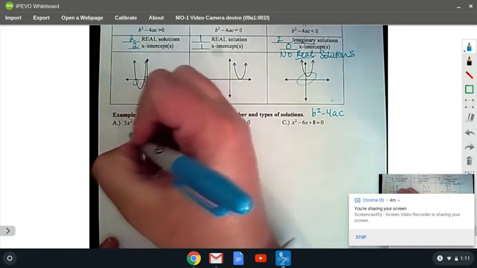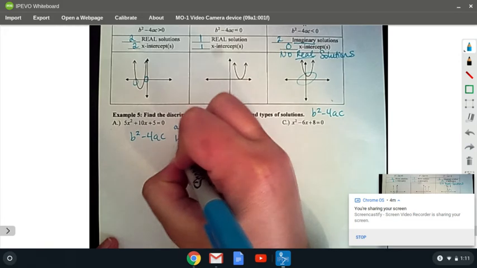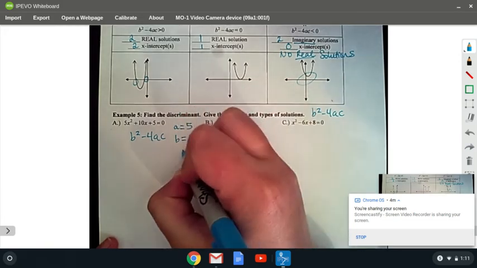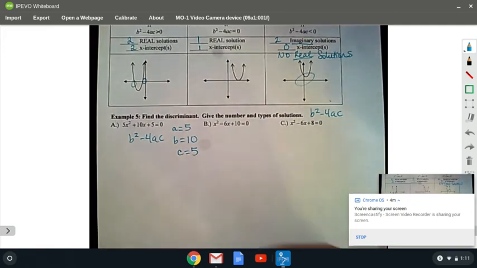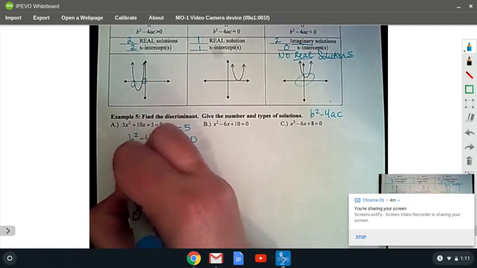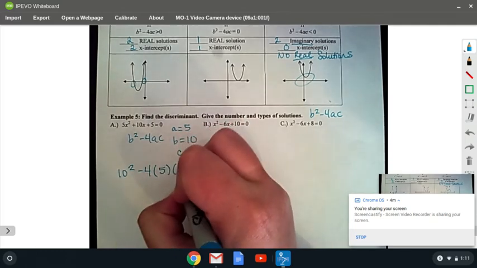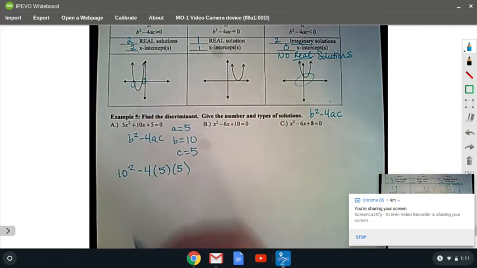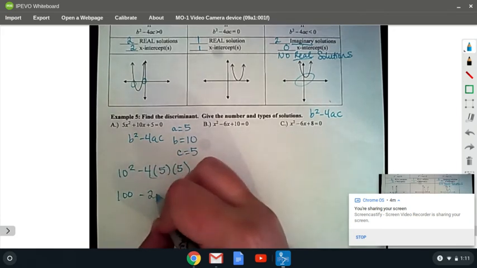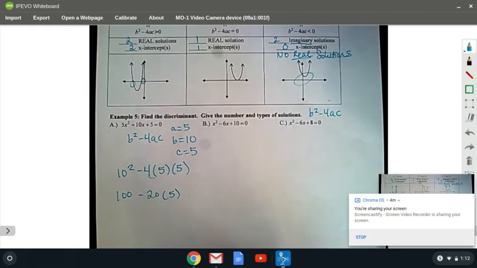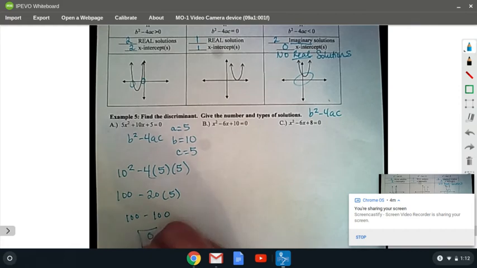We want to plug b squared minus 4ac. Our a is 5, our b is 10, and our c is also 5. So we're going to go ahead and plug things in here. So if I plug in 10 for b, 5 for a, and 5 for c. Now I'm going to do my math out. 10 squared is 100. Minus 4 times 5 is 20. I also got to do the 20 times 5. So that's 100 minus 100, which is 0.